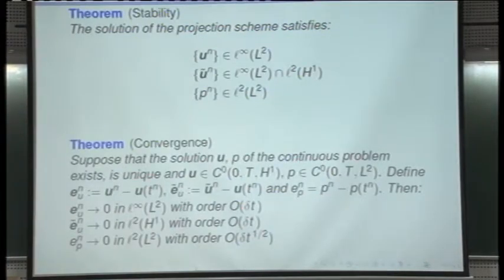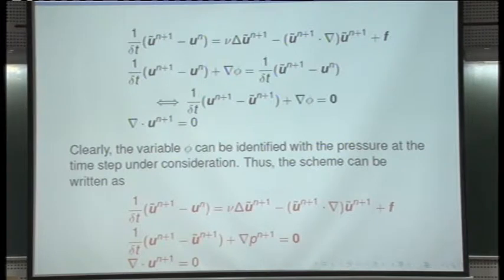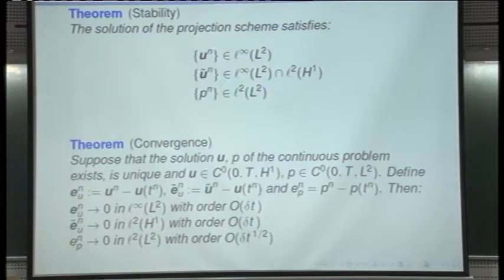So what is the result that we have? The result that we have is this one. For the method that is written here, it turns out that the solution happens to be bounded in the correct spaces. But be careful. The end of a step velocity, the velocity that is divergence free, is only bounded in l^infinity in L2. However, the intermediate velocity is what is bounded in l^infinity L2 intersection l^2 H1.